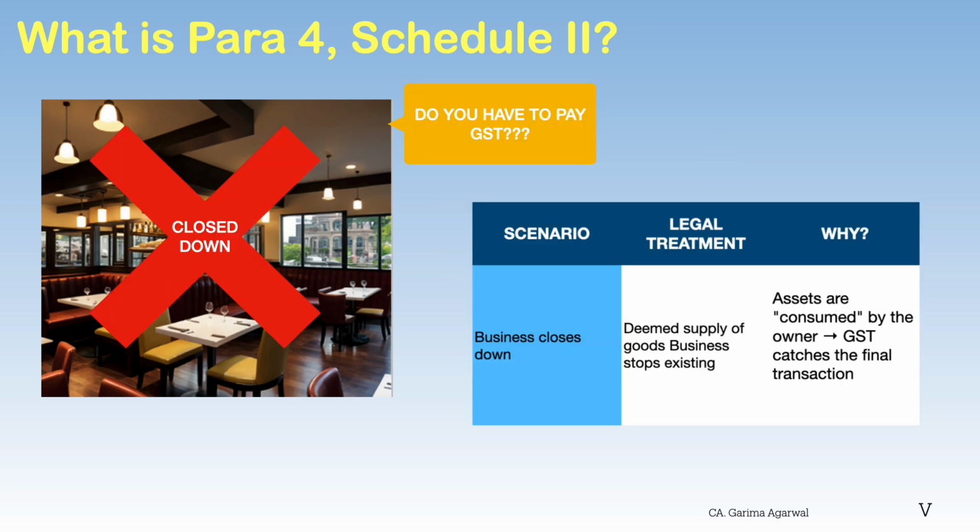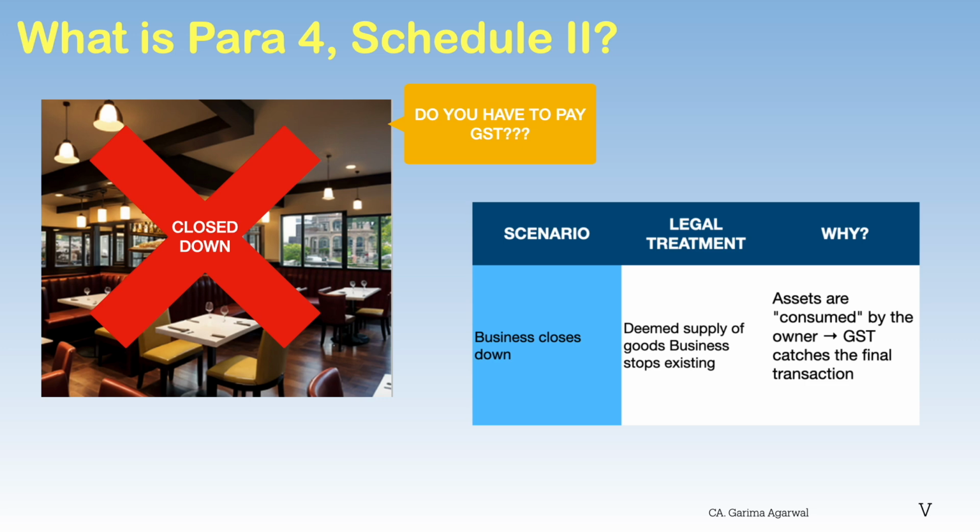Take a detailed example. Let's say Ravi owns a pizza parlor. He decides to retire and shut the business forever. He has a pizza oven of 1 lakh rupees, furniture of 50,000 rupees, and raw materials of 20,000 rupees. He doesn't sell anything, just locks the door and goes home. What does GST say? On the day he deregisters, he is deemed to have supplied all these assets as goods. He must pay GST on the market value. He files a final return and pays tax.